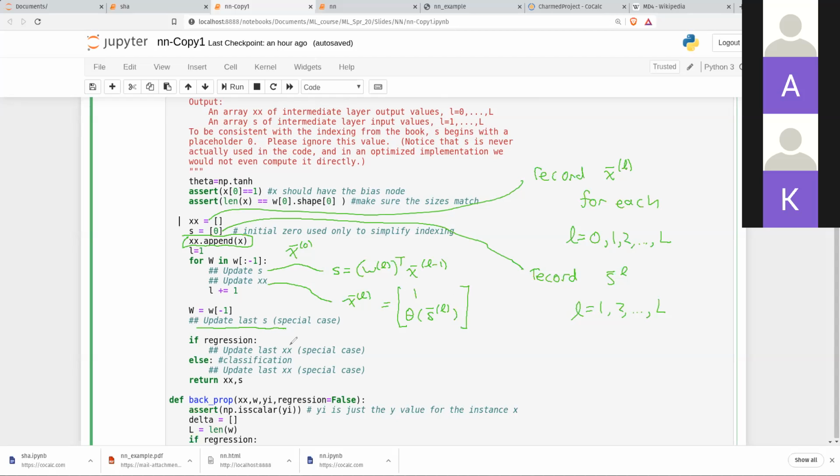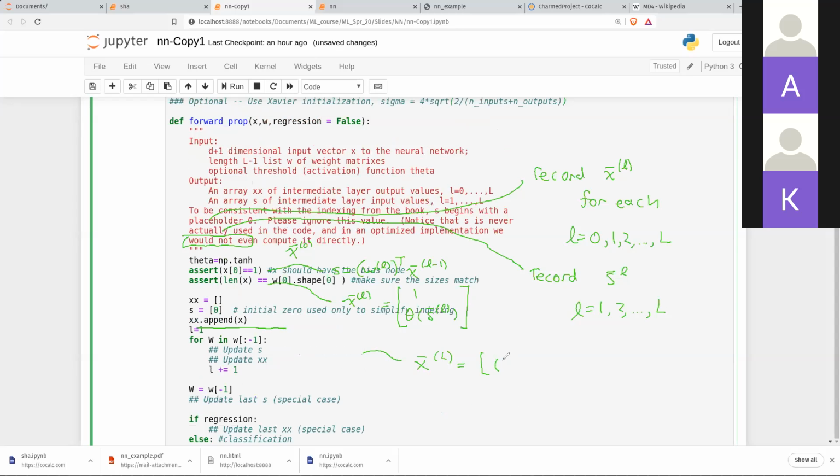And then if you're doing regression, then the very last output xL is just going to be... there's not going to be a theta applied. Whoops, I just made everything jump around. That's unfortunate.